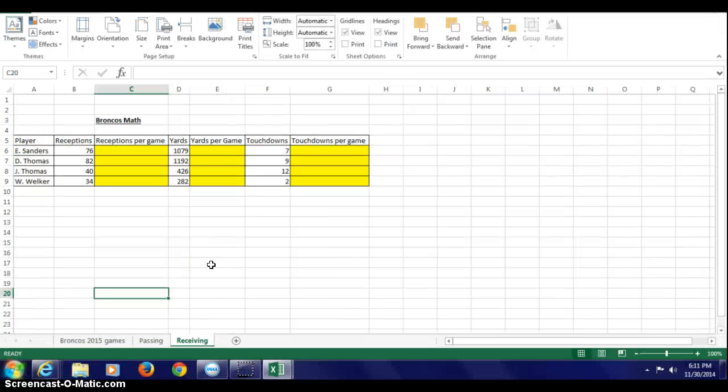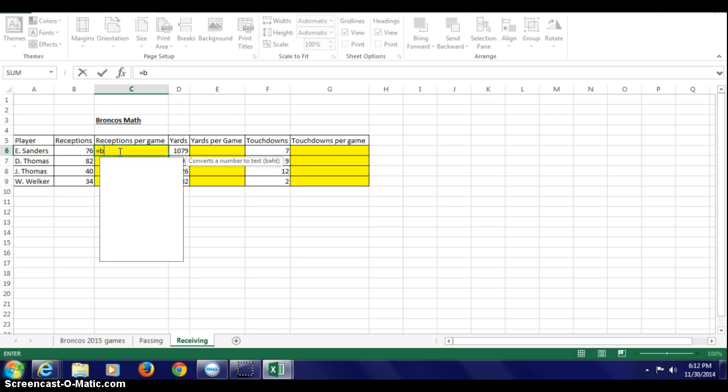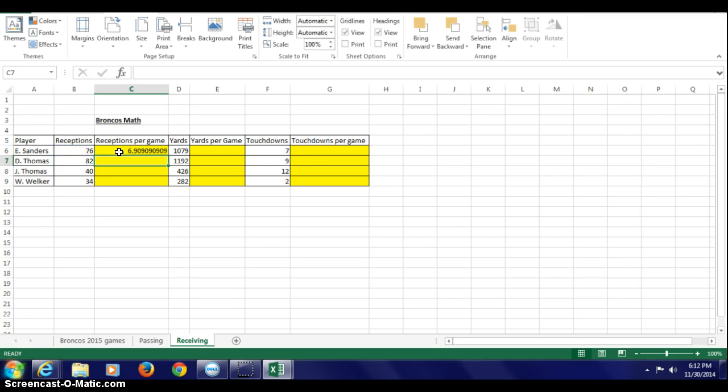The next statistics we're going to look at is the receptions. So we have listed here the 4 top Bronco wide receivers in alphabetical order: Sanders, Demaryius Thomas, Julius Thomas, and Welker. And here are their stats through 11 games for receptions, yards, and touchdowns. So if we want to know the receptions per game, for Sanders, we would take his total so far this season, divide it by the total number of games, and we get 6.9.